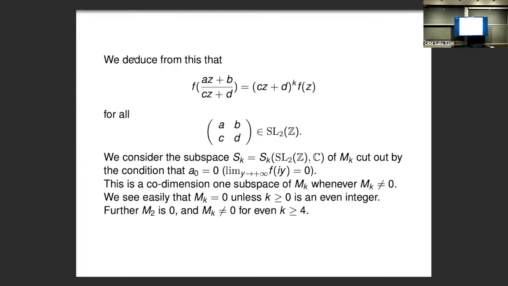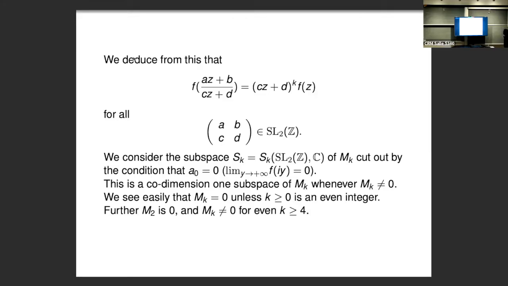And now within this space of modular forms, we consider this typically codimension 1 subspace, where you look at the subspace for which the constant term is 0. So that's the space of cusp forms. That's typically of codimension 1. Sometimes it might be the same.